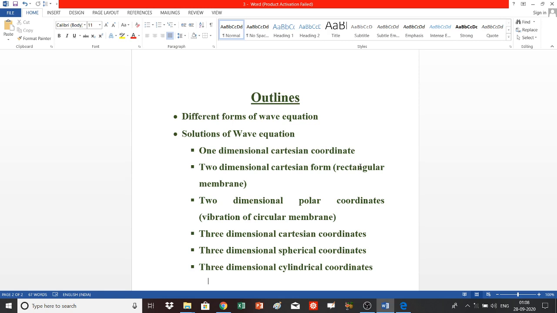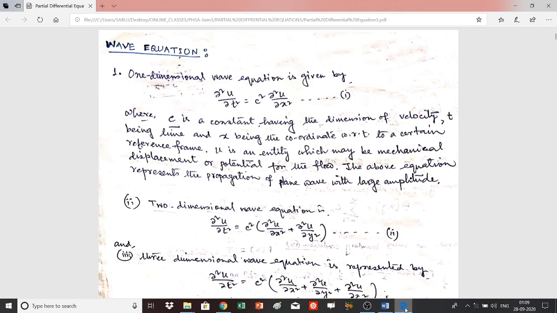So in this lecture, we will solve basically the wave equation in all its forms. So let us now begin with the first topic, that is the wave equation, and we know that the well-known wave equation is given by del squared u del t squared is equal to c squared del squared u del x squared, where c is the constant having the dimension of velocity.